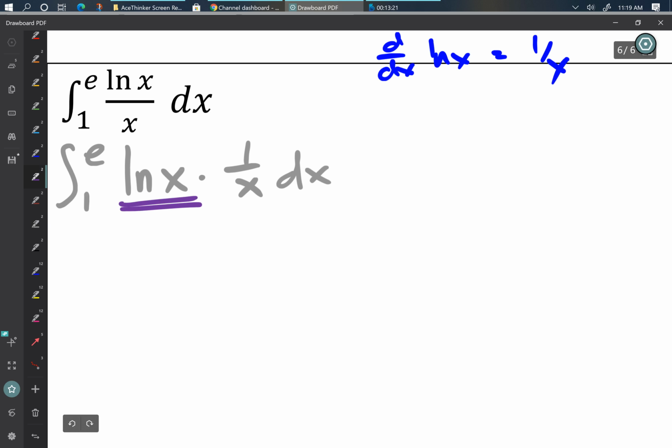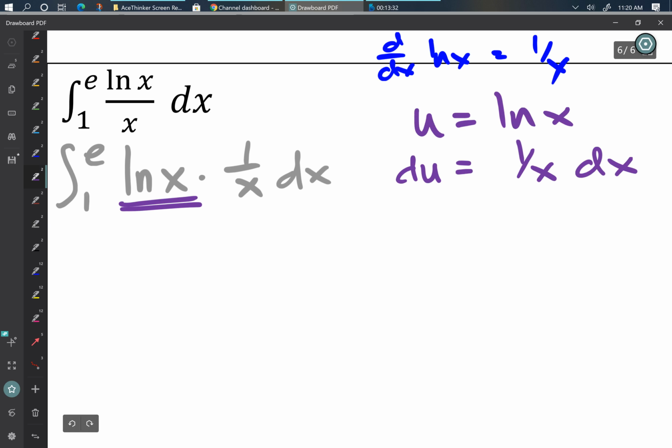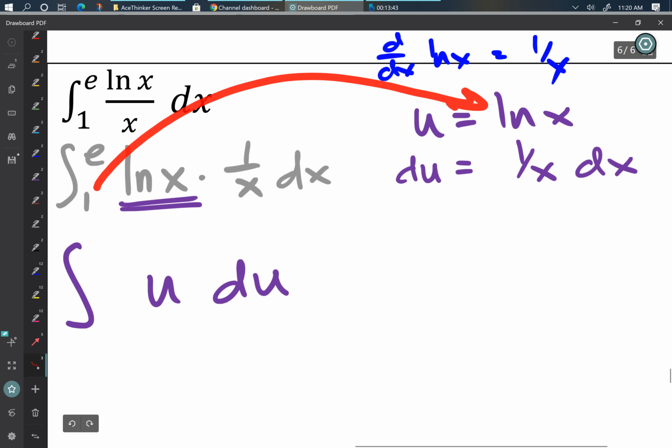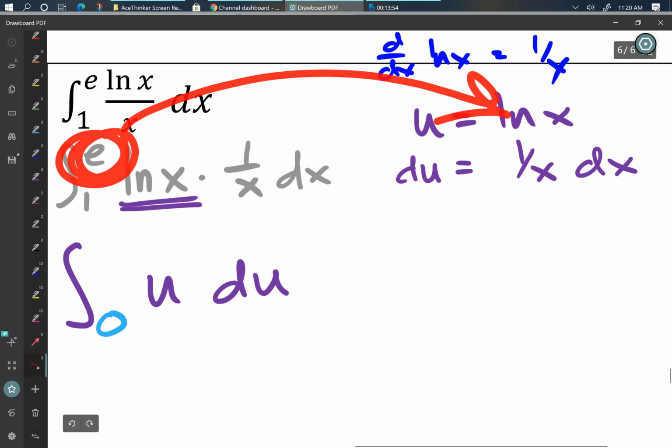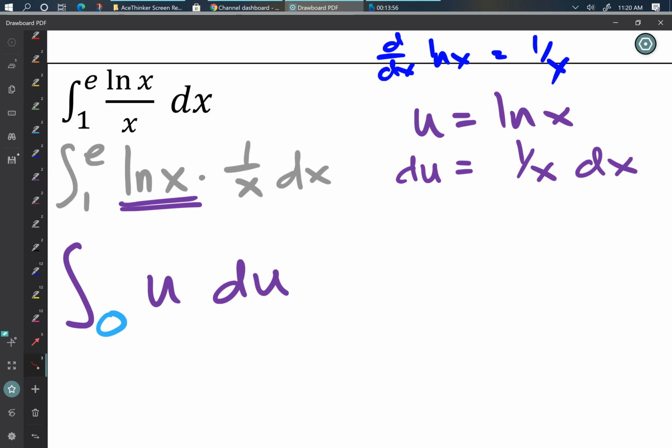I'm going to call this, even though it's not composition, I'm going to call that u. And then the differential du is 1 over x dx. So then when I do my substitution, this just becomes u du. My new lower limit of integration needs to be this 1 put into that substitution statement. And what's the natural log of 1? Natural log of 1 is 0. And then my new upper limit of integration needs to be e put into that substitution statement. And what's the natural log of e? Well, the natural log of e is 1.